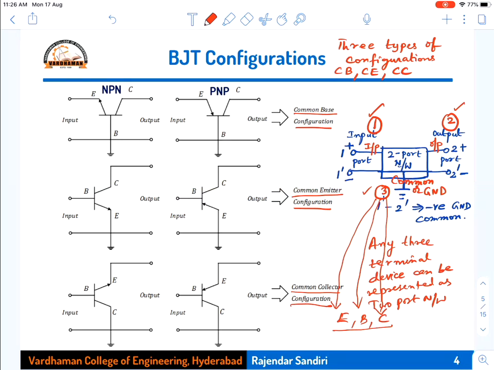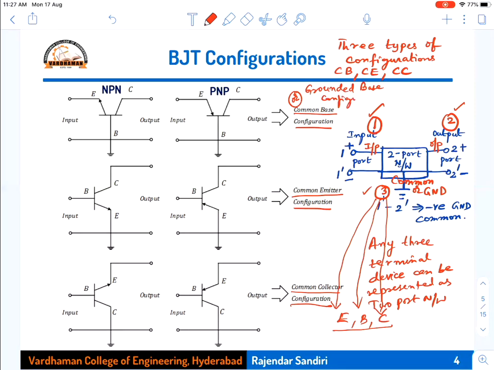So for either an NPN or PNP transistor, these three types of configurations hold good. We can choose any type of transistor, NPN or PNP, and represent that transistor in common base configuration. Common base configuration is nothing but, since common is also the ground terminal, right? So this is also called grounded base configuration. Grounded base configuration.